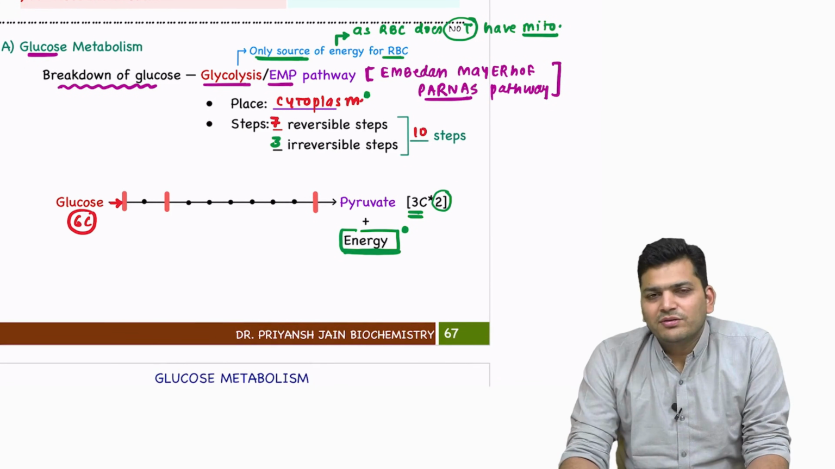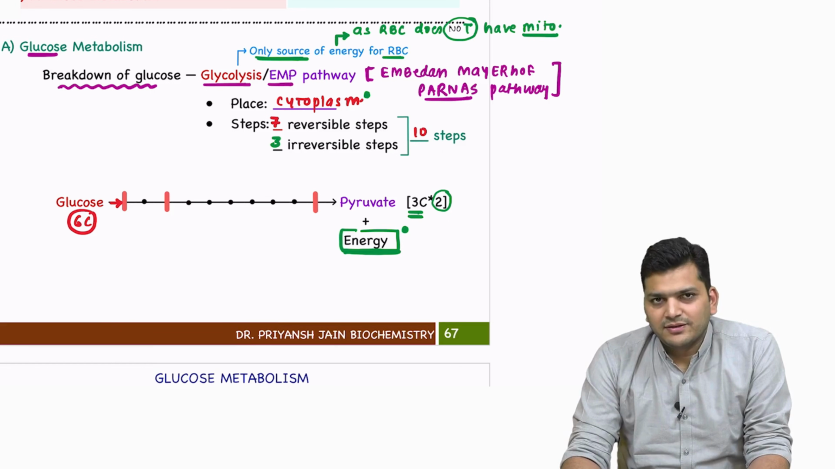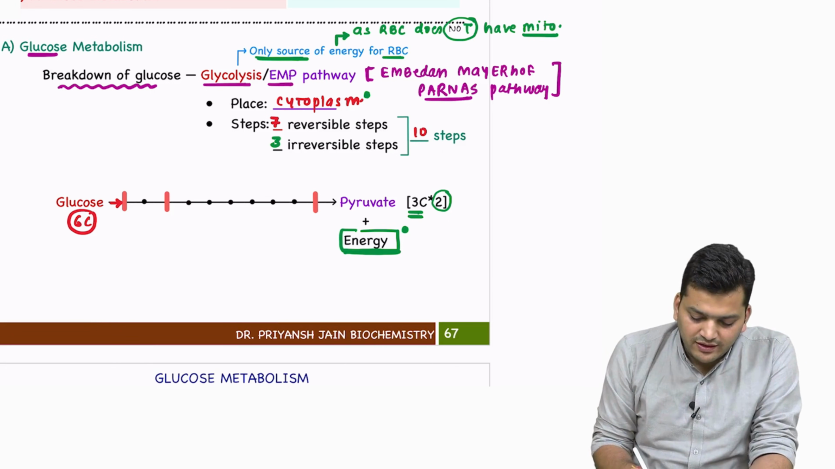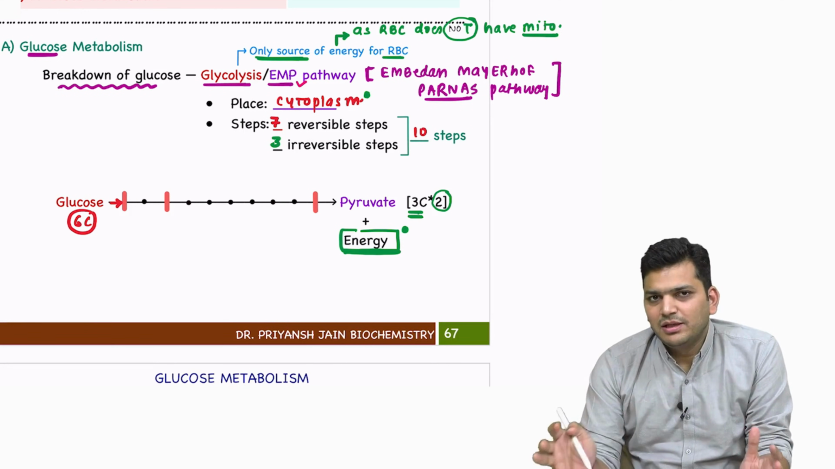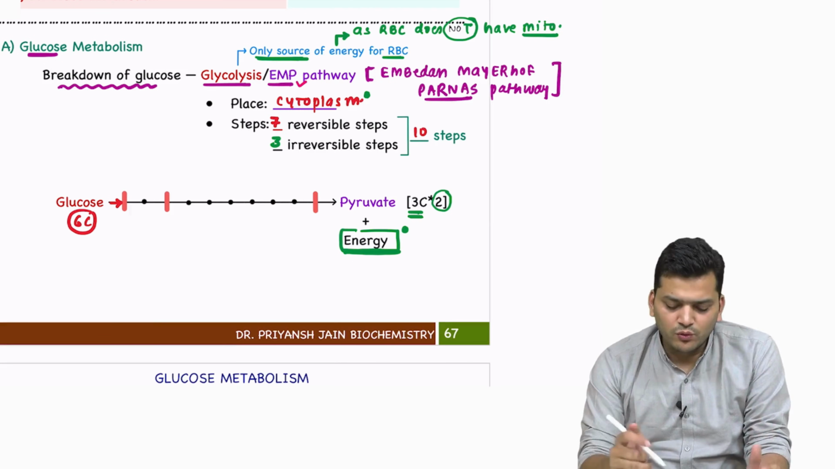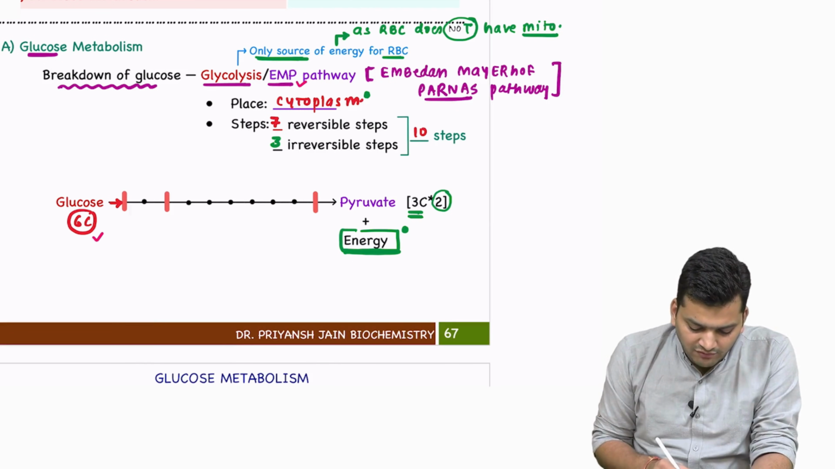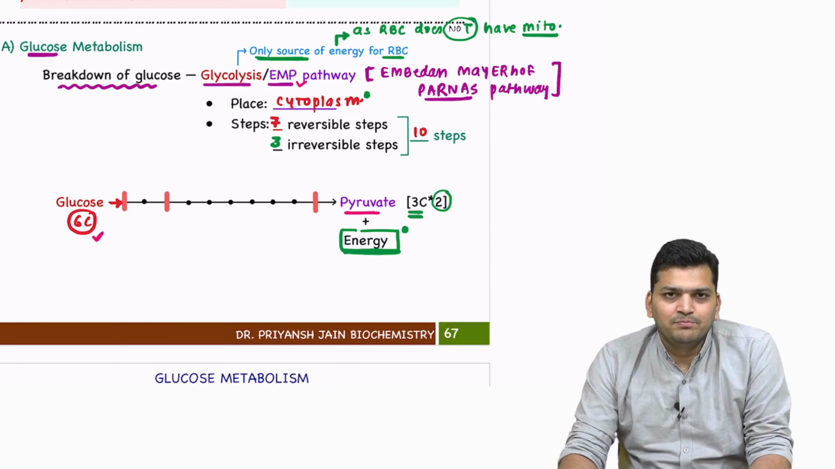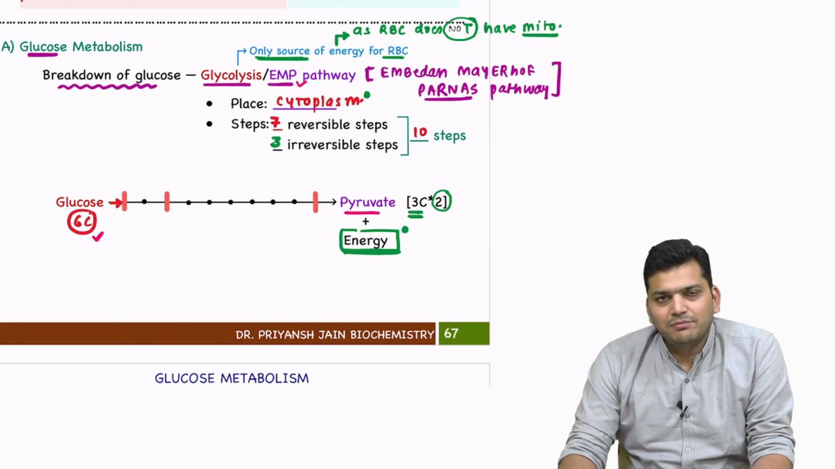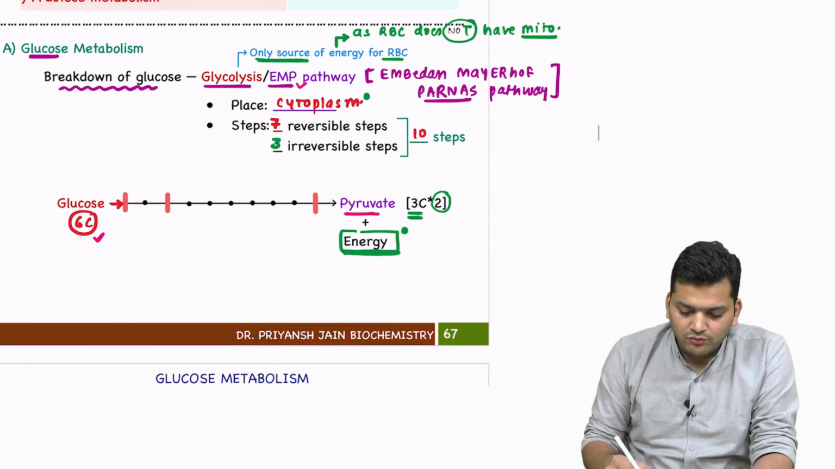Now in glucose metabolism, first we are going to discuss glycolysis. Glycolysis is also called the EMP pathway, that is the Embden-Meyerhof-Parnas pathway, where we break down glucose by 10 different steps. Glucose, which is a 6 carbon molecule, via these 10 steps will ultimately convert into pyruvate, which has 3 carbons. Because pyruvate has 3 carbons, we get 2 molecules of pyruvate, plus a certain amount of energy.